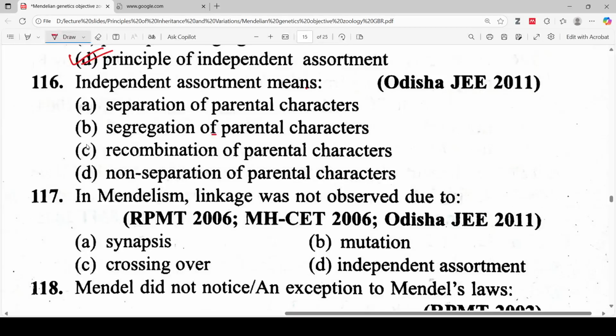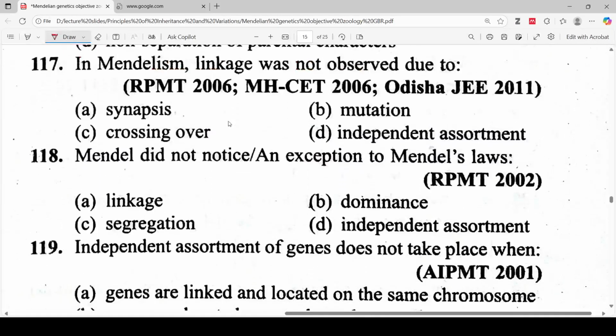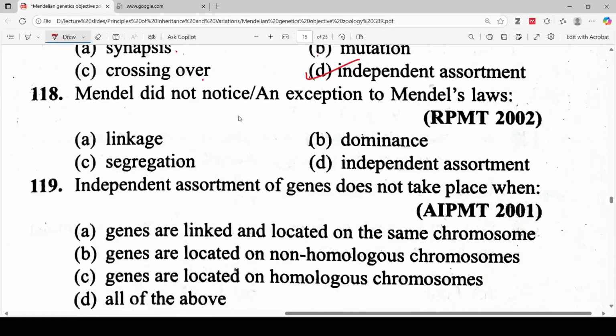So the recombination of parental characters. Next question, in Mendel's work linkage was not observed due to synapsis, crossing over, mutation, or independent assortment. So independent assortment will be the correct answer. Next question, Mendel did not notice an exception to the Mendel's law.